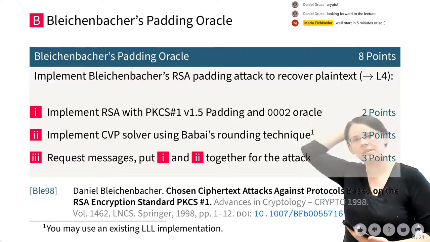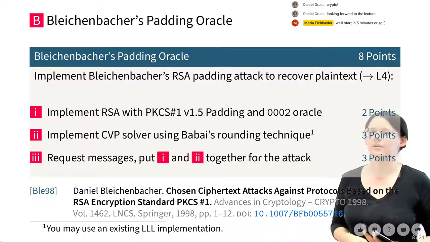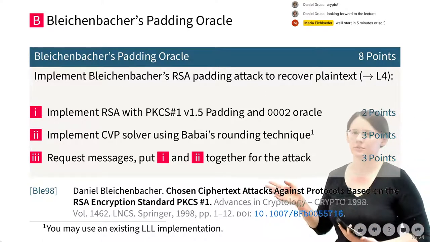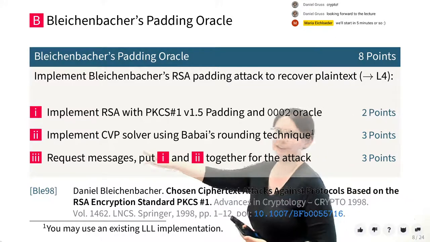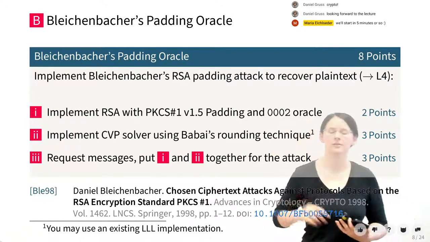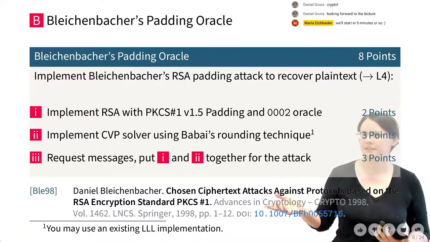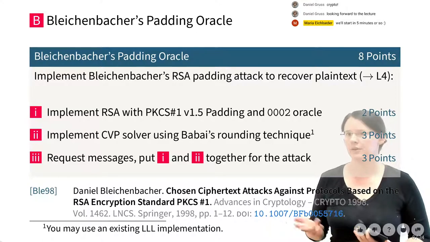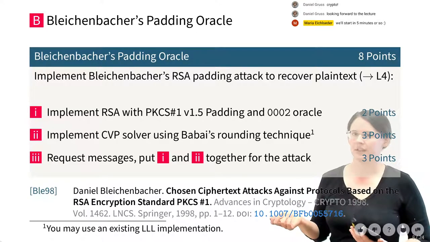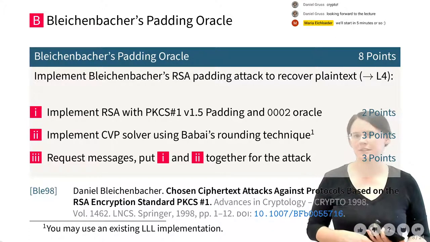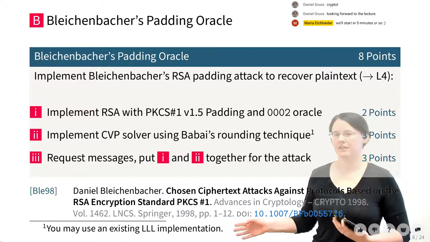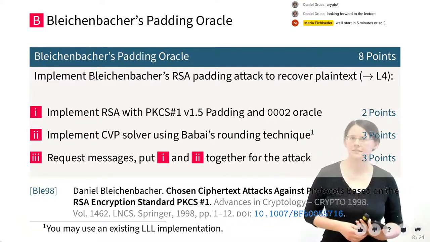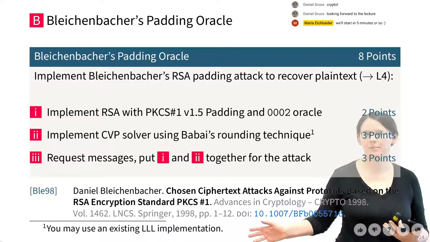The second task is where it starts to get interesting, where you actually need to implement the attack ingredients. And here the first thing to do is to implement a solver for this lattice problem, the closest vector problem, which, given a lattice and a point, gives you the closest lattice point to this target point. And for this, you will need two ingredients. One you should implement yourself, and the other one you can use any existing implementation of. The existing implementation is what you can use for the LLL algorithm. This is the lattice basis reduction algorithm, so this is a sort of pre-processing step.